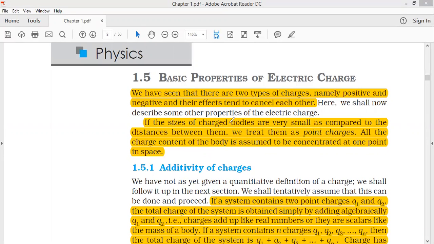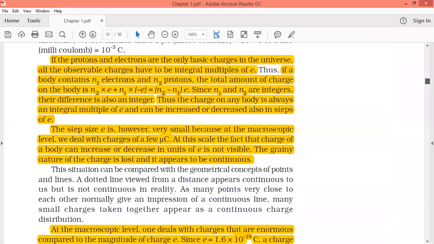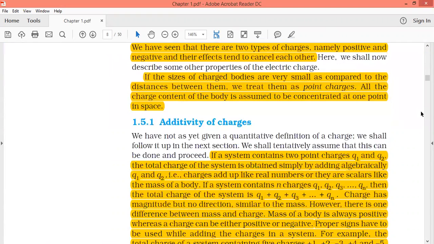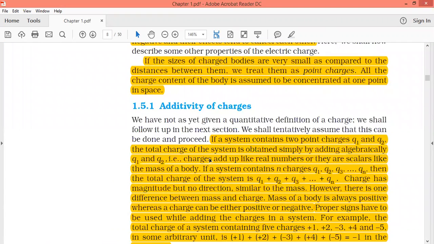Okay, and here we'll be discussing some of the properties of electric charge. First one is additive charge. Okay, so additive charge is something like this. Say for example, we have two charges. So it is same as how we do addition, the same way we'll be doing addition here.